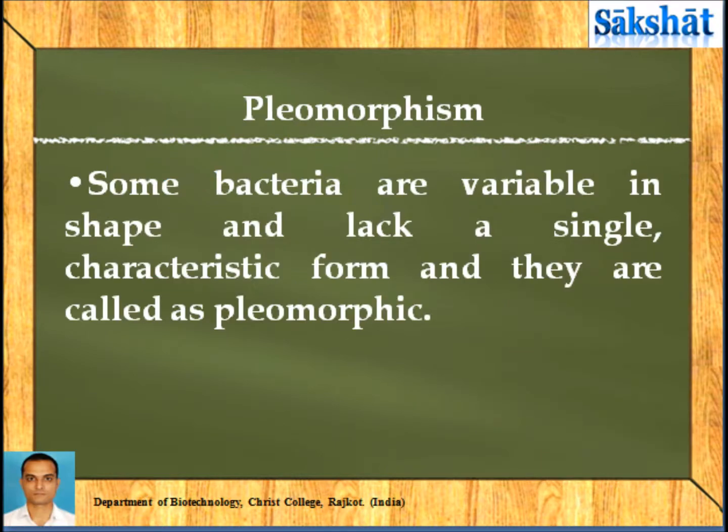Apart from this, pleomorphism is also observed. That is, some bacteria do not have a particular shape. They are variable in shape and lack a single characteristic form, and that's why they are called pleomorphic. Their shape is not perfect. Their shape is changing from generation to generation. Like that in the case of amoeba. That is also pleomorphic. Their shape we cannot determine. The similar pattern is also observed in some bacteria.